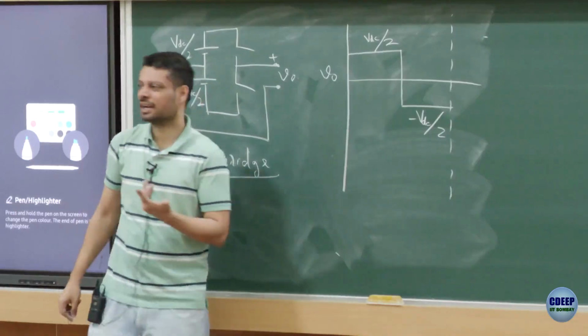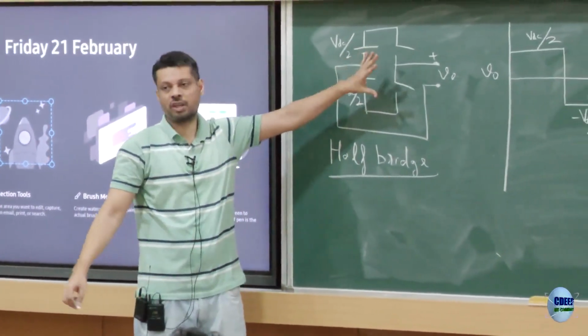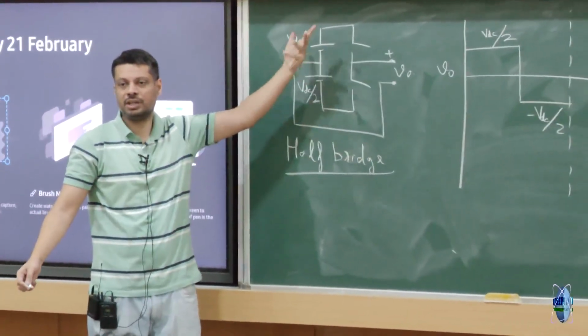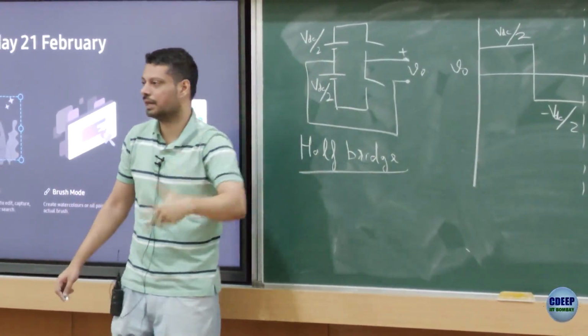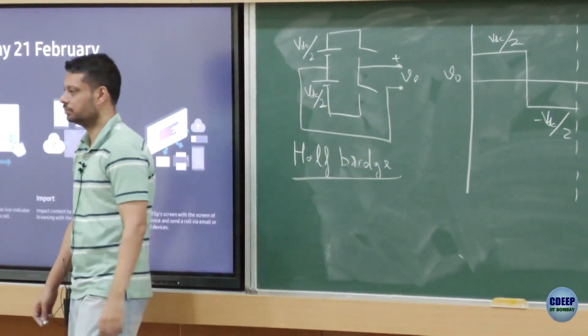Anyways, now there are two switches. You cannot open them both, you cannot close them both. So you have only two states, right? 1, 0 or 0, 1. One will give you plus VDC by 2, one will give you minus VDC by 2.